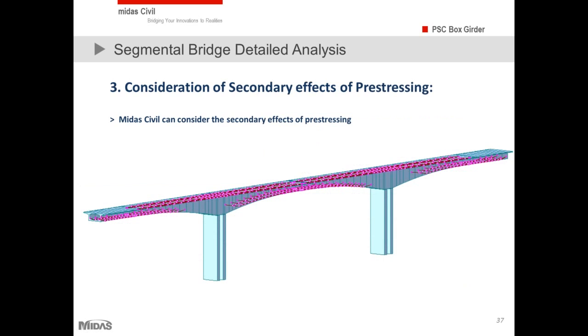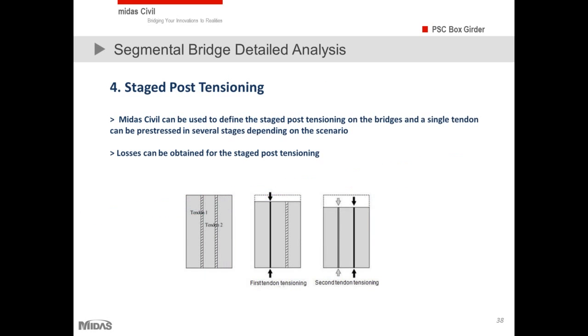These bridges have a lot of tendons. The post-tensioned segmental bridges require a lot of tendons, and since they are indeterminate structures, we need to consider the secondary effect of prestressing, which Midas Civil can give you. So you can obtain the secondary effect of prestressing if you are working with Midas Civil. You can also do staged post-tensioning. Here, if you want to pre-stress a tendon once or twice or thrice while doing the construction, you can do that in Midas Civil, and you can also obtain the losses due to staged post-tensioning.